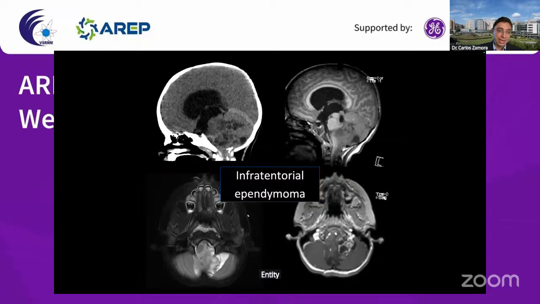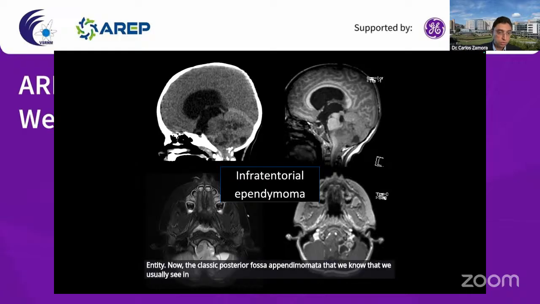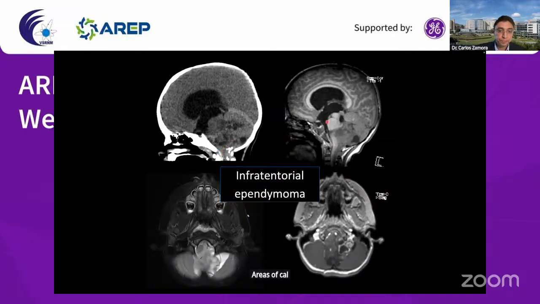Now, the classic posterior fossa ependymoma that we know that we usually see in children and young adults is this tumor that you see here, where on the CT you see a large tumor that looks very heterogeneous. You can appreciate some areas of calcification here. This is T1 non-contrast. This is post-contrast. Here you can see that the tumor goes down through the foramen magnum and through the foramina, the fourth ventricle.